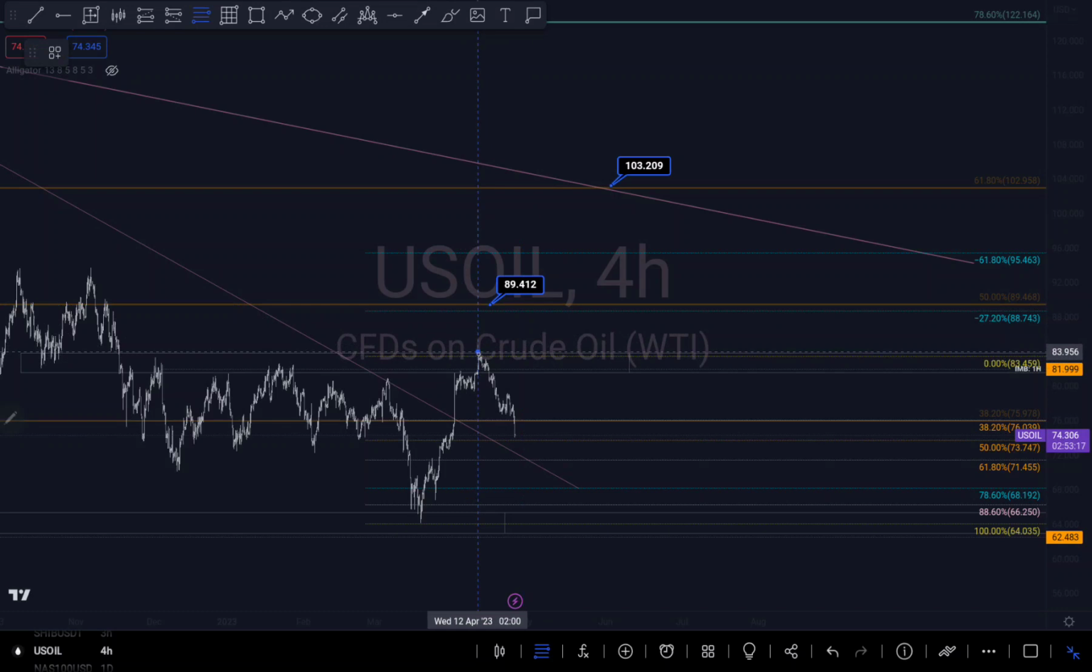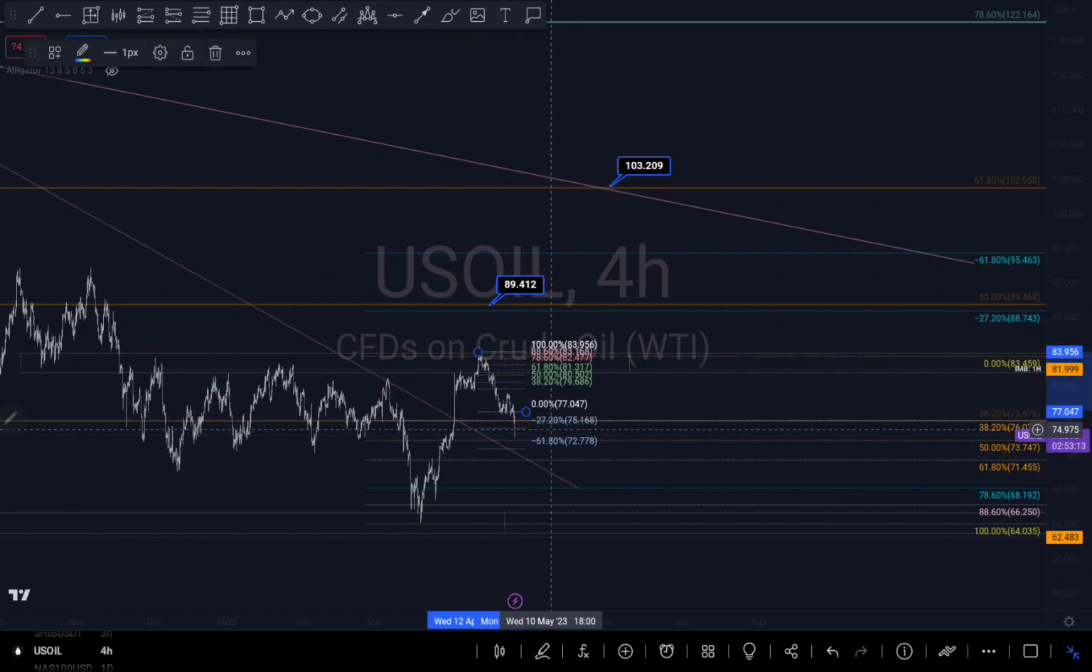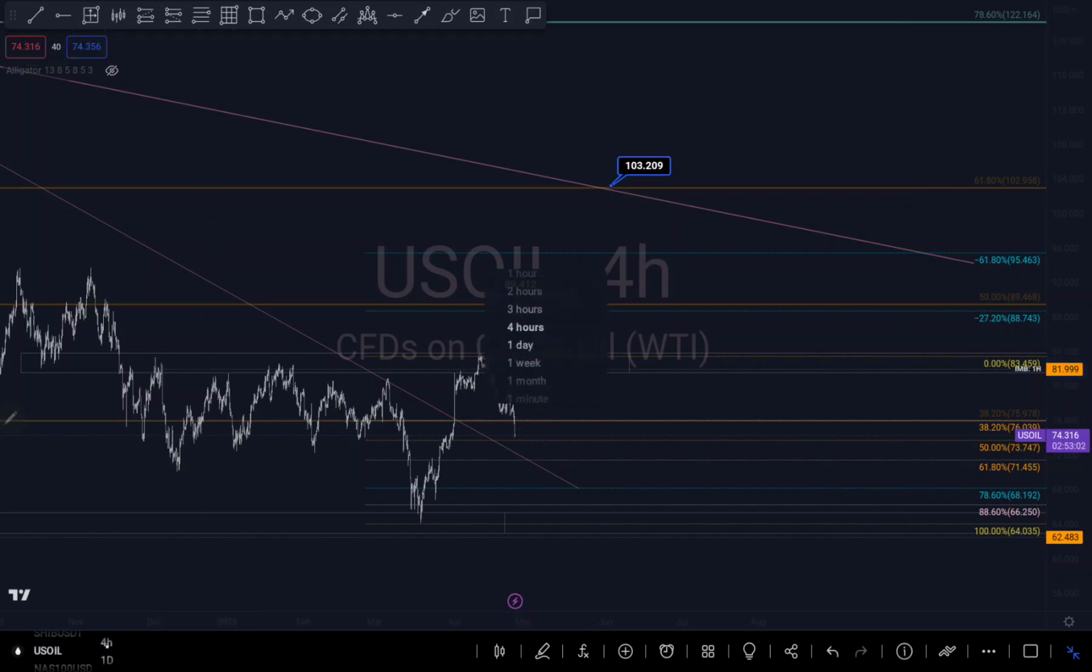So where did I think we might start rejecting off? There's a possibility that we might start rejecting off this level right around this area right here. That's a possibility, but let's see how that goes, and that will determine what's next.